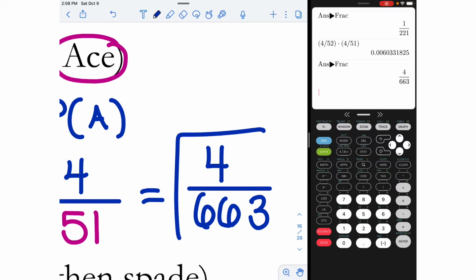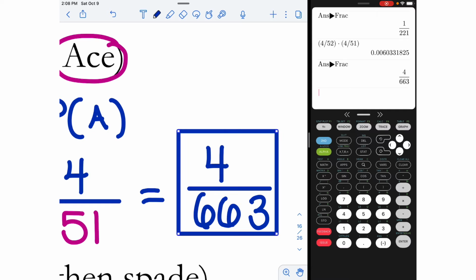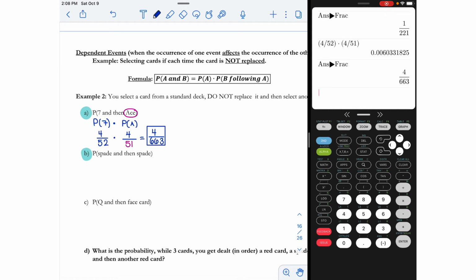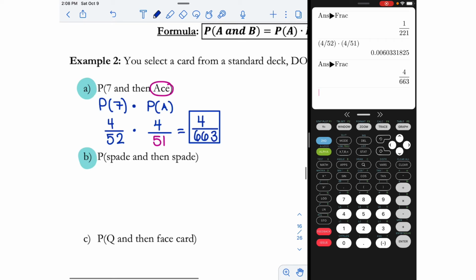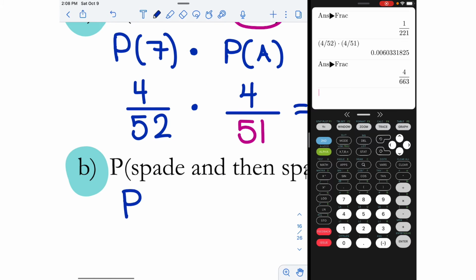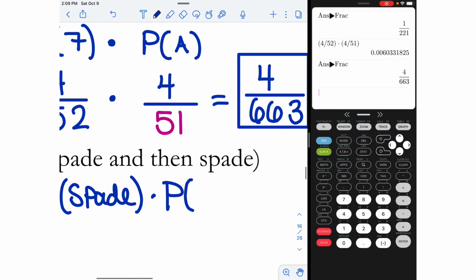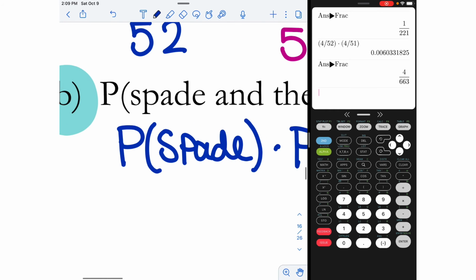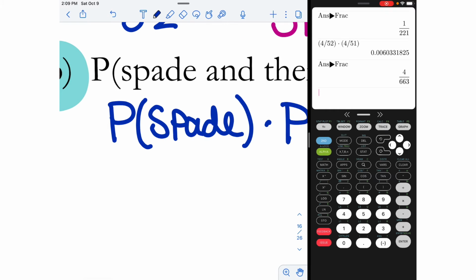Let's do one more example to make sure we really understand this. Probability that I get a spade and then a spade, again, without replacement. So the probability that I get a spade times, again, the probability that I get a spade. But the probability of the second one is going to slightly change. Probability that I get the first spade is 13 out of the total 52, since there are 13 spades in the deck.